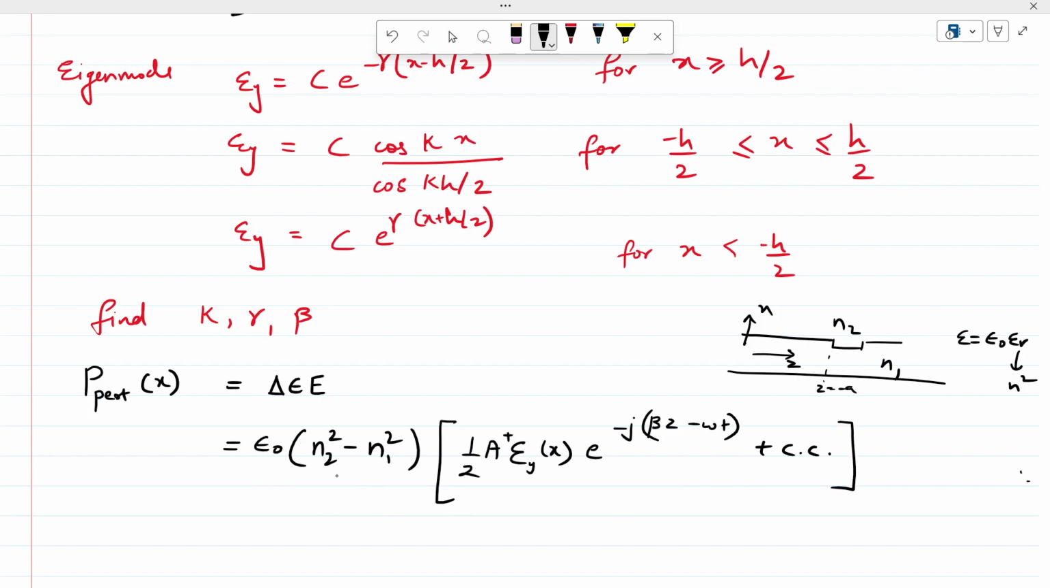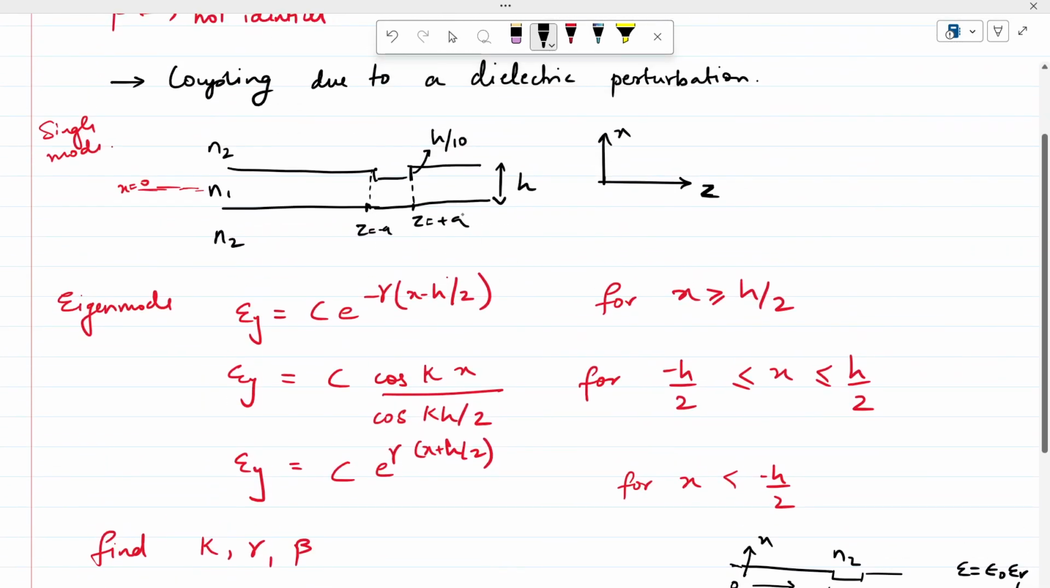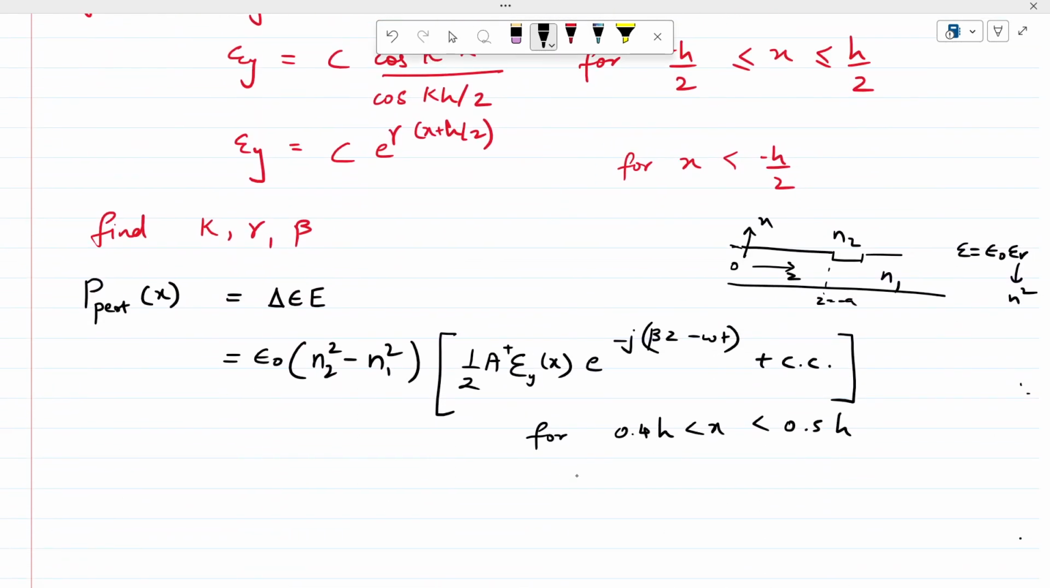And we have to note that this thing is there only in this particular region. So I should write here, for 0.4 h less than x less than 0.5 h, because x equal to 0 is here, so this is 0.5 h and this is minus 0.5 h. And then this is just h by 10, so h by 10 will be at 0.4 h. And also for this, z goes from minus a to plus a. For any other place the perturbation is 0.